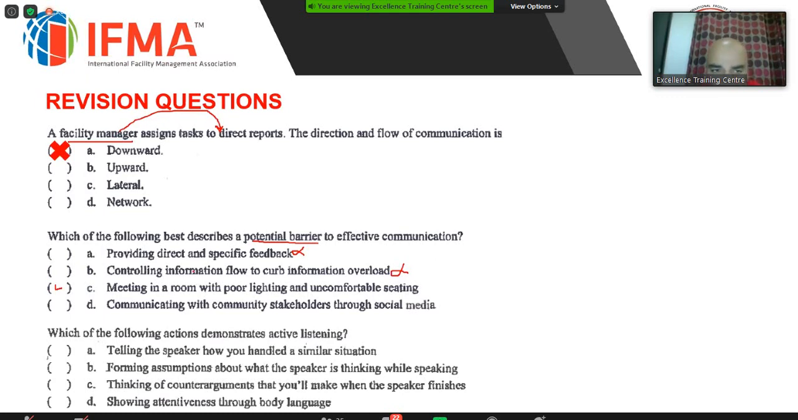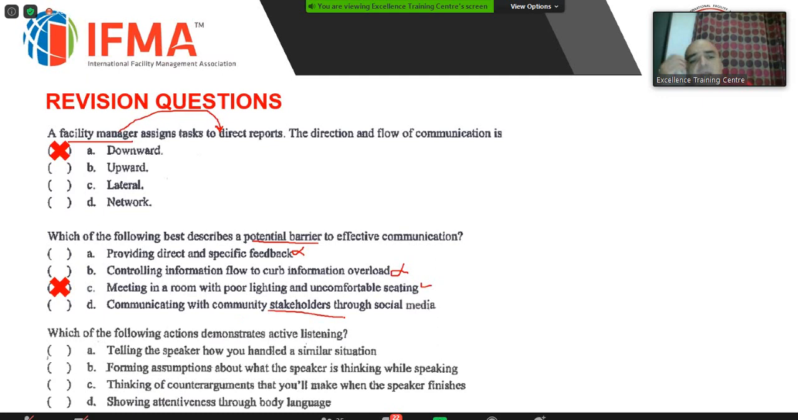effectively. Item number C, meeting in a room with poor lighting and uncomfortable seating. This can be the answer. We will see the last option, communicating with community stakeholders through social media. No, when you are communicating with stakeholders, you are being effective. So the only question remaining is C.